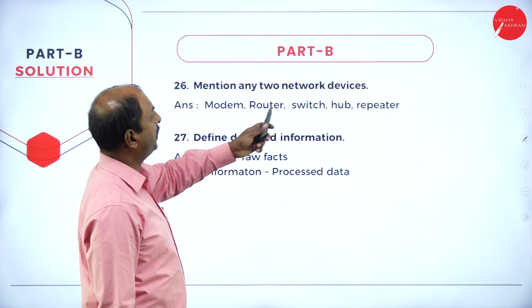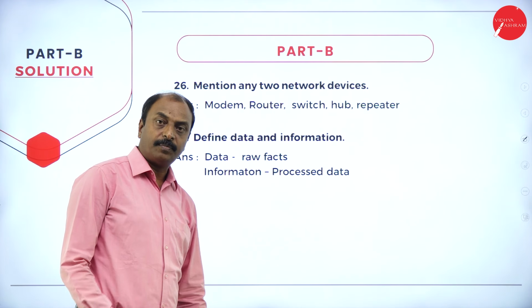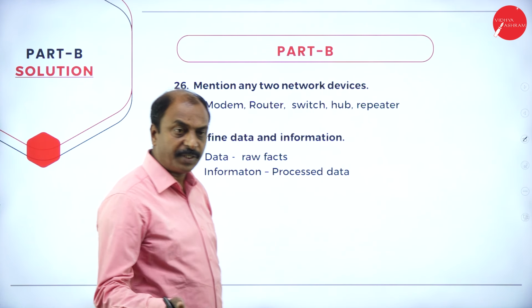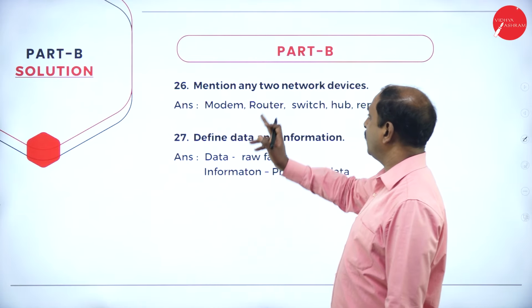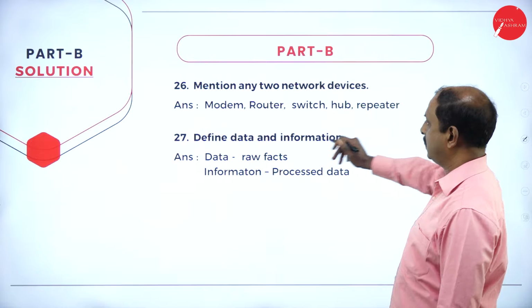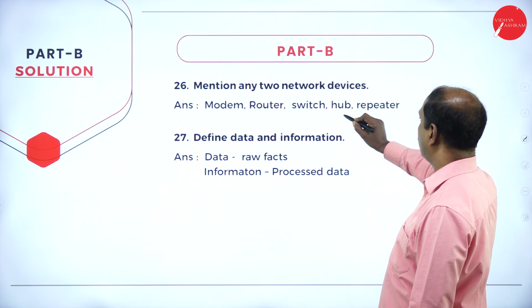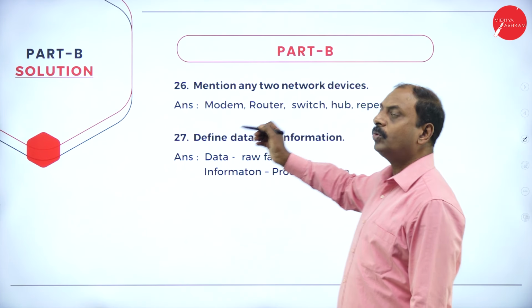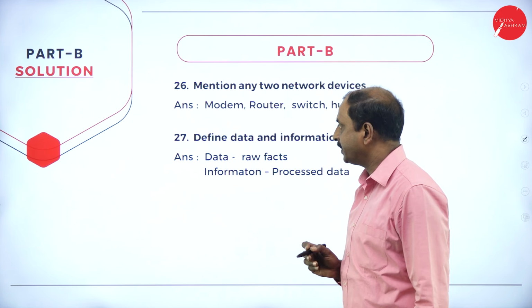26. Mention any 2 network devices. Now we have learned in the chapter what is a computer network, types of computer network, topology and so on. Also we have discussed network devices. So we have to mention any two network devices. They are modem, router, switch, hub, repeater. Any two we have to mention as an answer to question number 26.